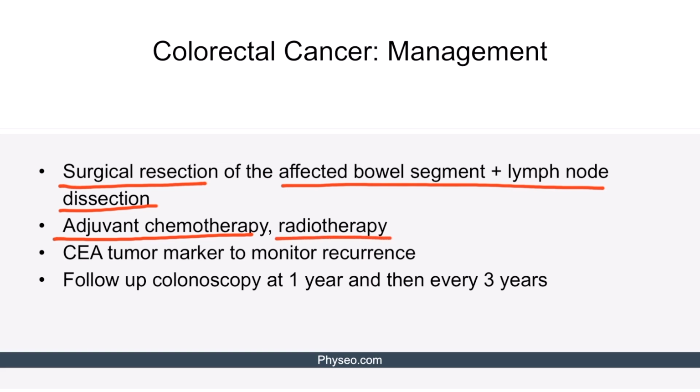Okay, so now after resection and/or chemoradiotherapy, tumor recurrence is monitored through those various means we discussed. For example, a CEA tumor marker, and then follow-up colonoscopies. Now, specifically, a colonoscopy is to be performed at 1 year after resection, and then every 3 years after.